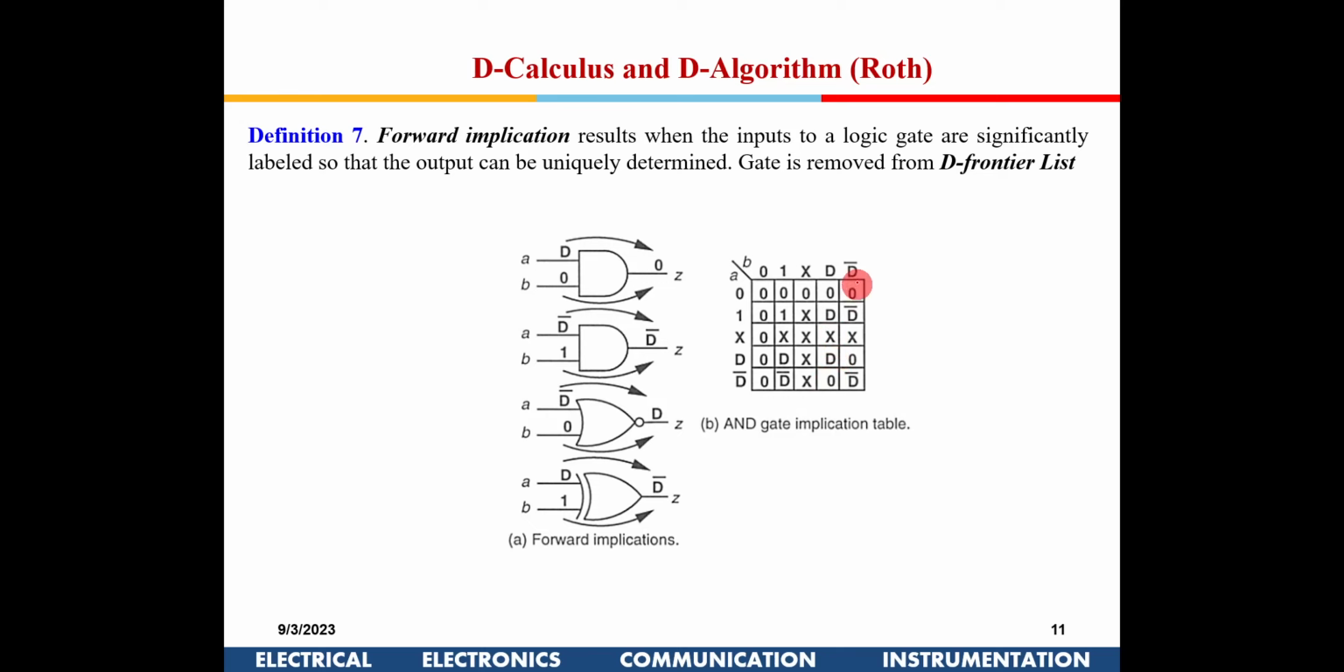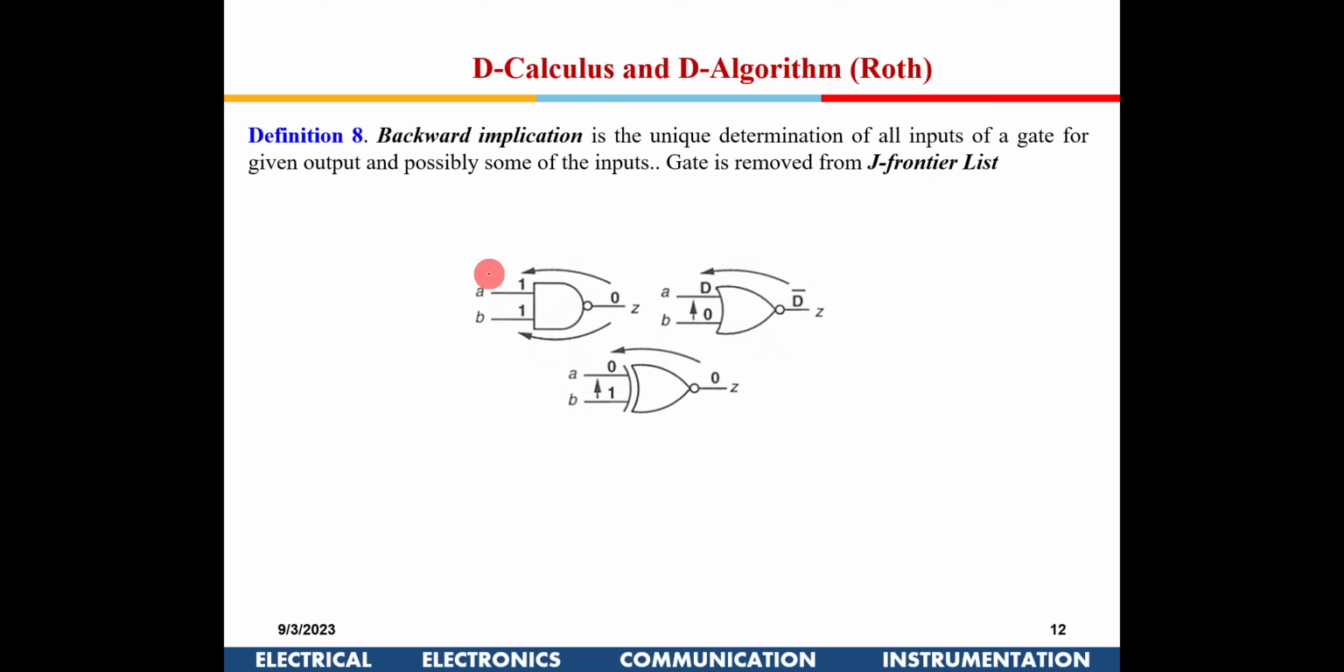So again, D bar is the complement of this. If there is a 0 here, I will get a 0 here. D bar and 1: D bar gets passed as it is. D bar with X is X. D bar with D is 0. D bar with D bar will give me a D bar. So you could make similar truth tables for all these things.